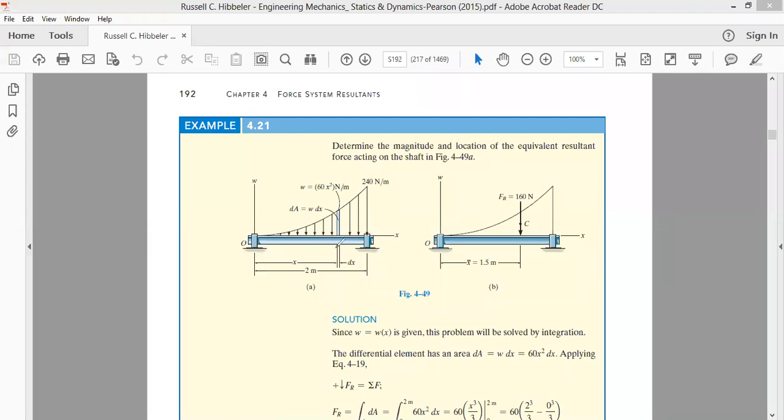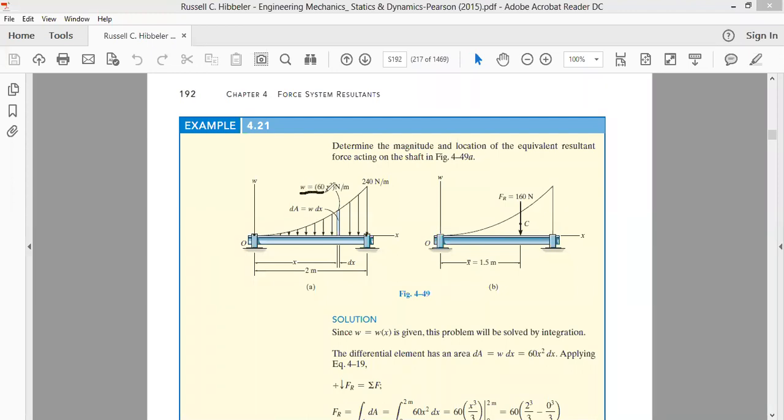We have to determine the magnitude and location of the equivalent resultant force acting on the shaft. The length of the shaft is 2 meters. The load acting on the shaft is a non-uniformly distributed load. At x equal to 0, there is no load acting. As we move from x equal to 0 to x equal to 2 meters, the intensity of the load increases, and at x equal to 2 meters we have the maximum intensity of 240 Newton per meter. The intensity of the load varies as w equal to 60 x squared.